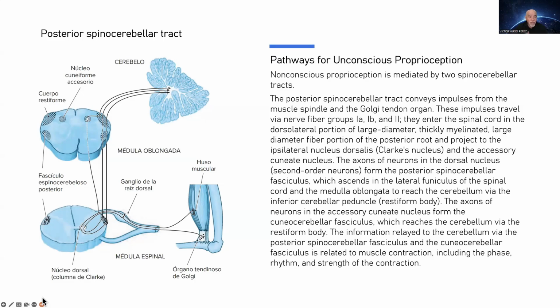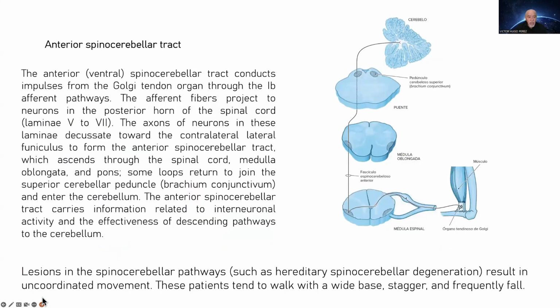So the anterior spinocerebellar tract, the anterior ventral tract, conducts impulses from the Golgi tendon organ through the 1B afferent pathways. Here we have the Golgi tendon organ, and the afferent fibers project to neurons in the posterior horn of the spinal cord, laminae 5 to 7.